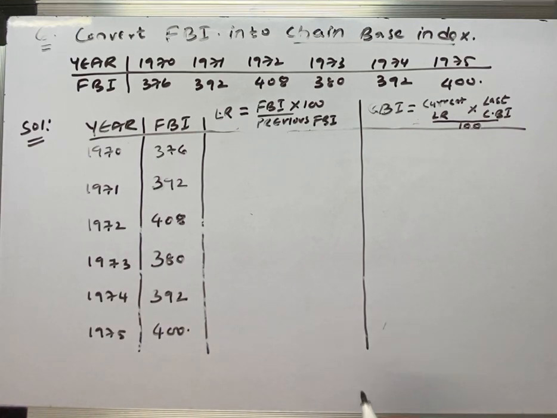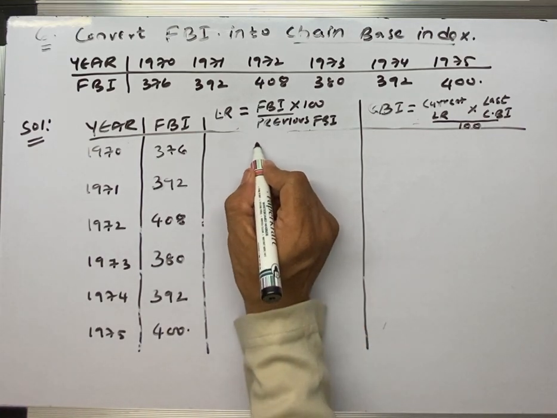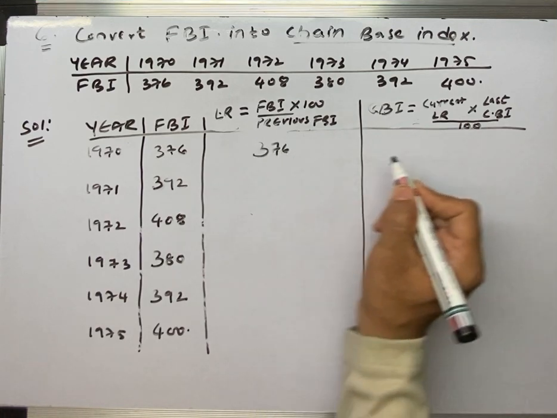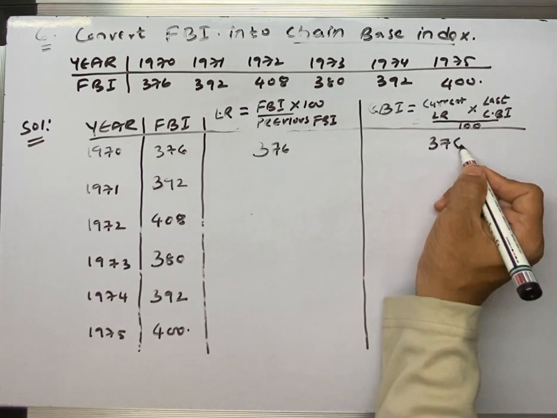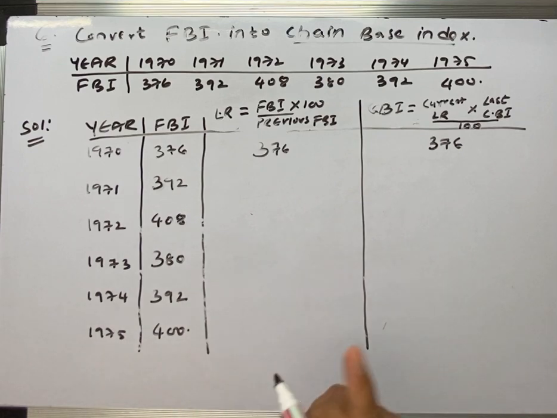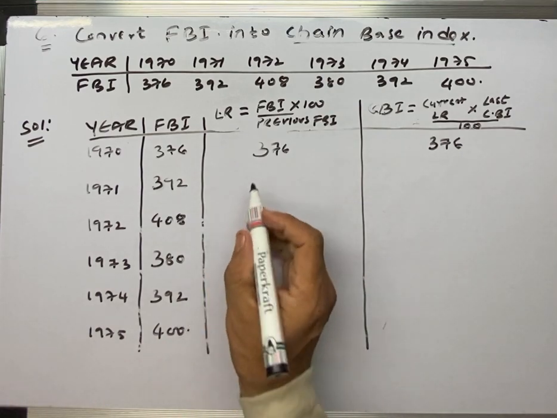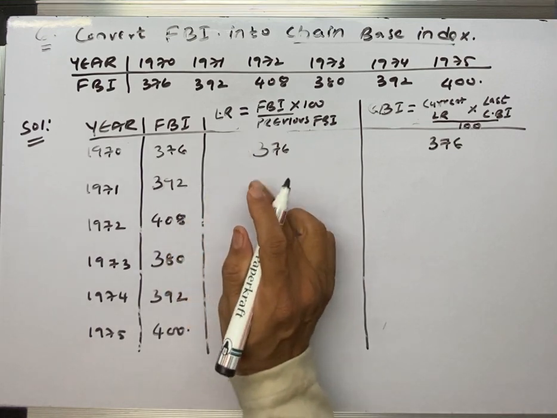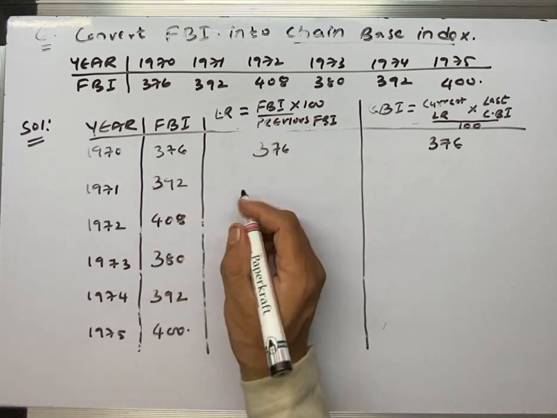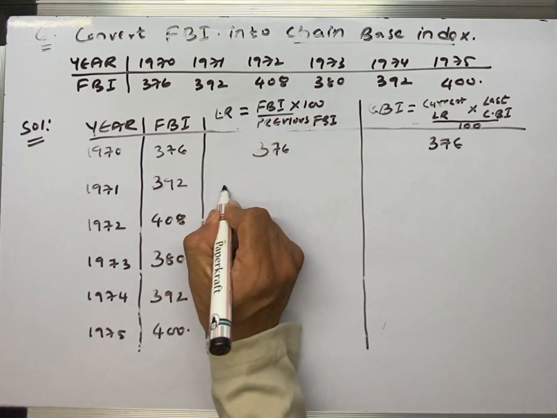So first value as it is. First value as it is means we'll write 376 and 376 as it is in both the cases. You need to know the formula, the working rule which I have given to you before the problem. Then link relative, we are finding here from FBI. Whatever FBI is there, current FBI 392.